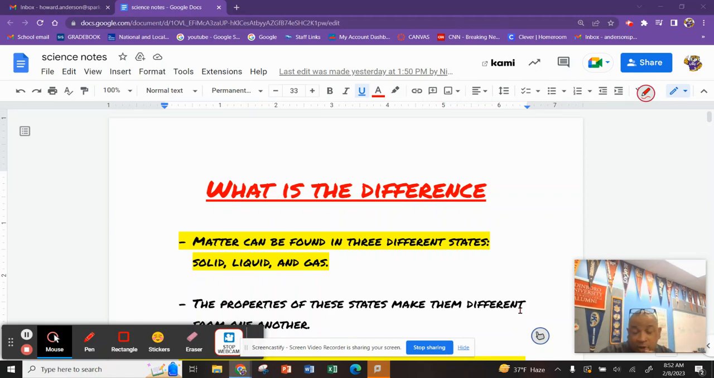Mom and dad, grandmas, granddads, whoever is helping the kids study, thank you very much for your time and effort. What I've done is we have a study guide here, and anything on my study guide that's in yellow is what I really want the kids to pay attention to.